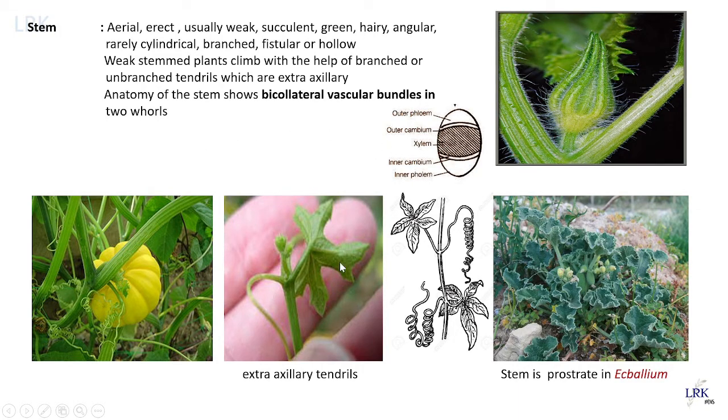Okay, then except this one, egbellium. Egbellium is a prostrata. That means the stem runs parallel to the substratum. Okay, it is weak and it runs parallel to the substratum. So egbellium is a prostrate member of this family.